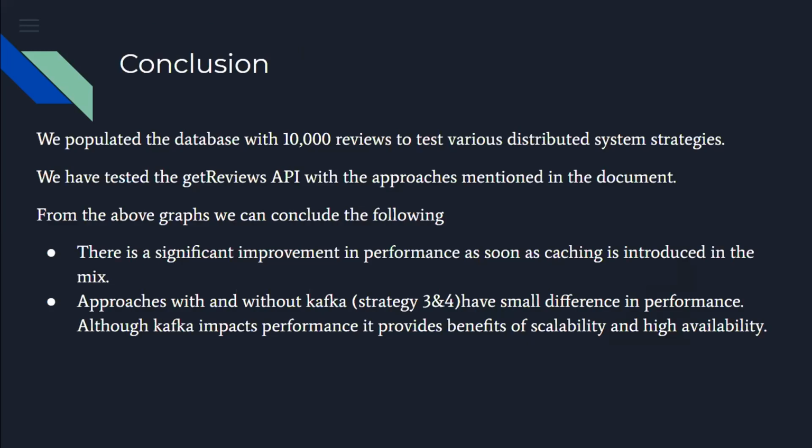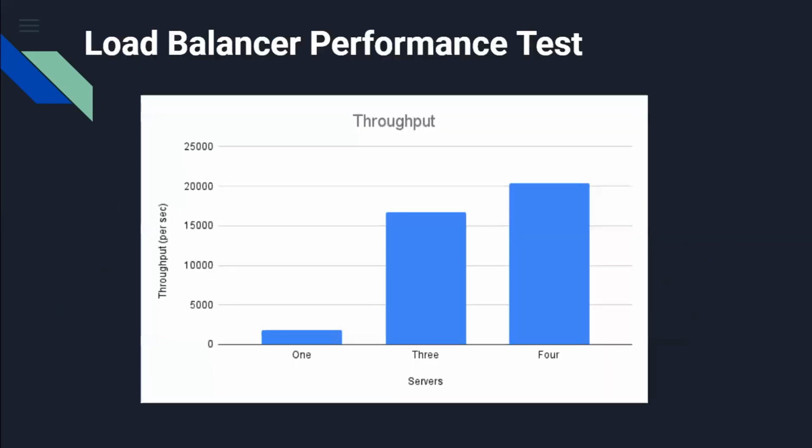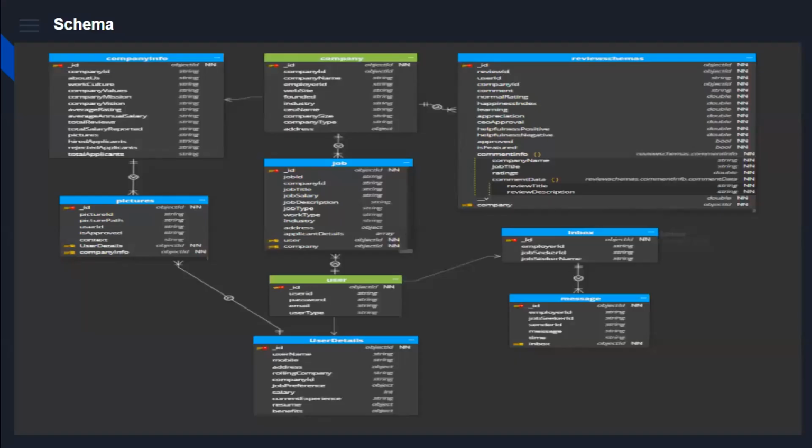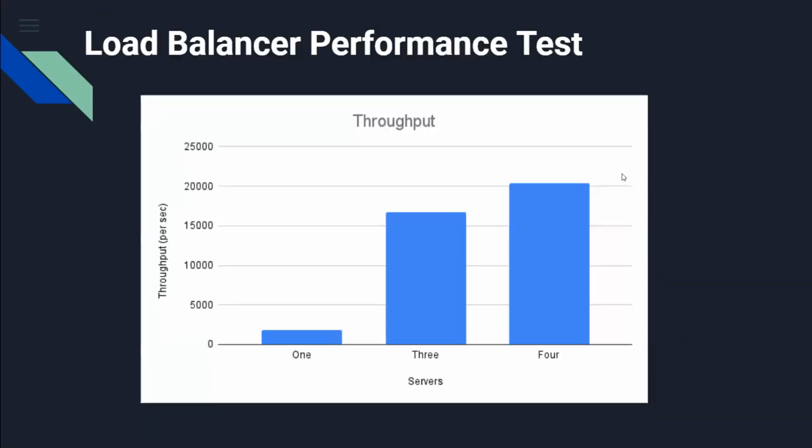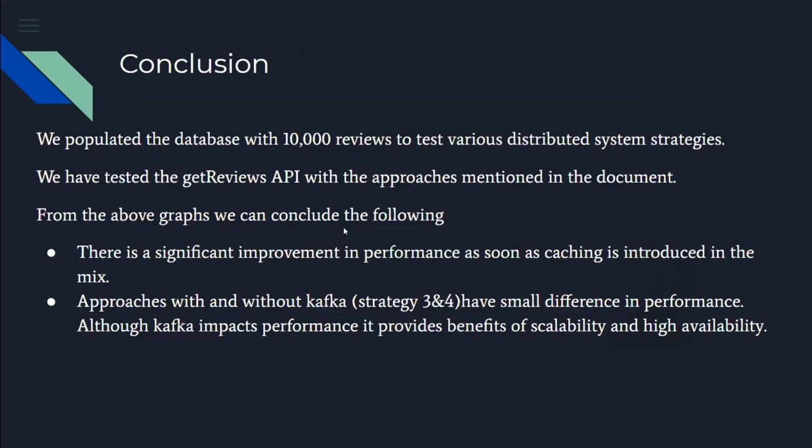Lastly, the conclusion: we populated the database with 10,000 reviews and tested various database system strategies, that is, one tier using only one server, then two servers, and then we hit the GET API. The graph that we plotted previously is of the GET APIs for the reviews. The review table was the biggest table, and we wanted to test according to that. So this is the output that we got.